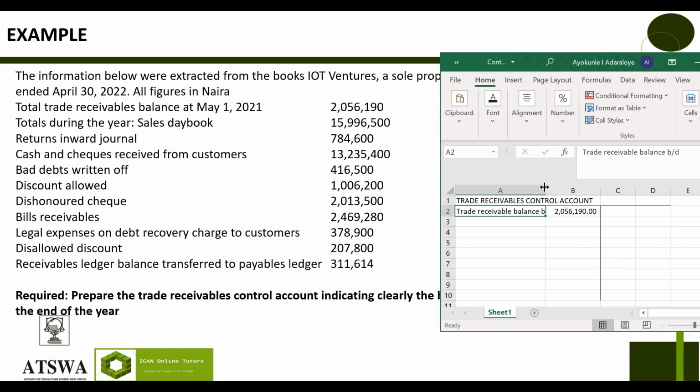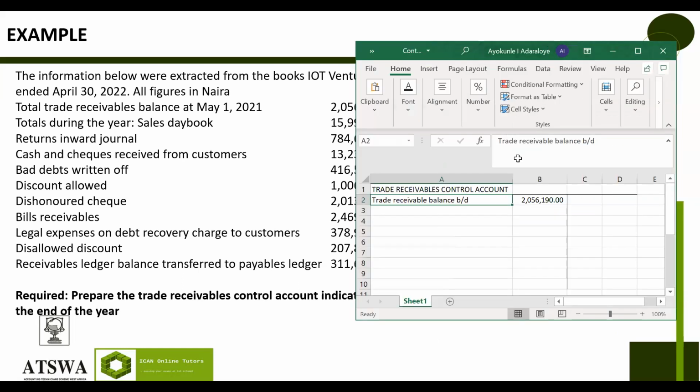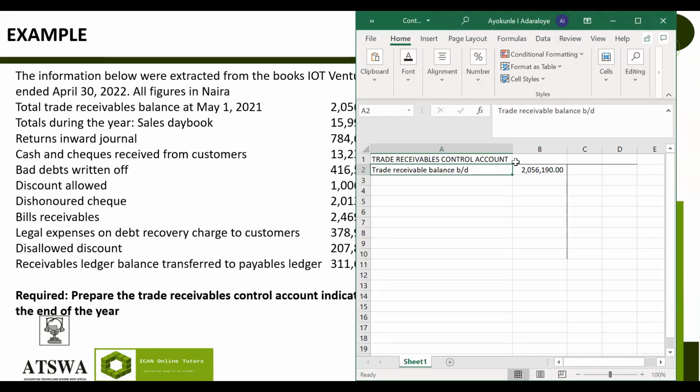Okay. So you know the first line item is the balance that was brought down from the previous year, May 1st, 2021, right? Are you with me? I need to be sure that you're following me or I'm the only one here. Yes, sir. So it's going to be a debit balance, right? Yes. So we say it has a debit balance.